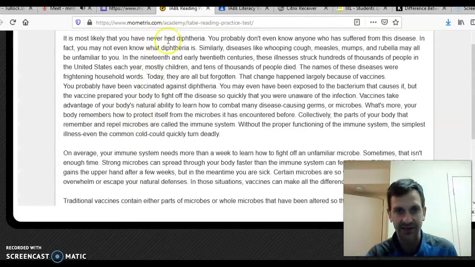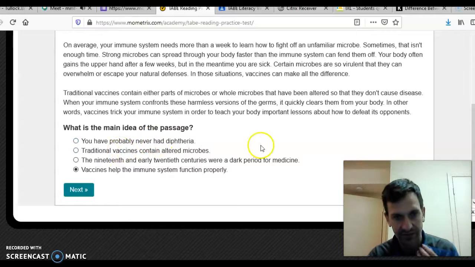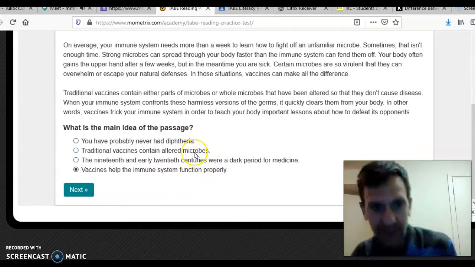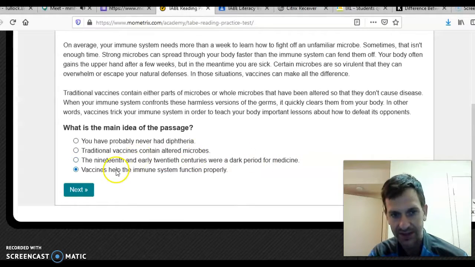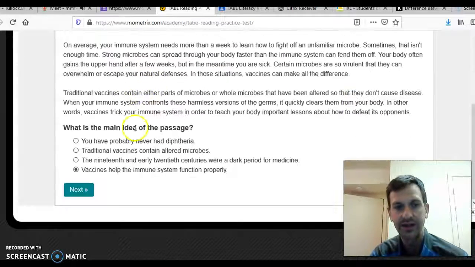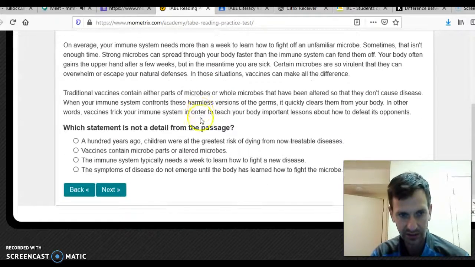Vaccines. It talks about diphtheria, but it's probably not just about diphtheria. It's not that traditional vaccines contain altered microbes. It's not that there was a dark period for medicine, right? The whole general idea is that vaccines help the immune system function properly. Good.